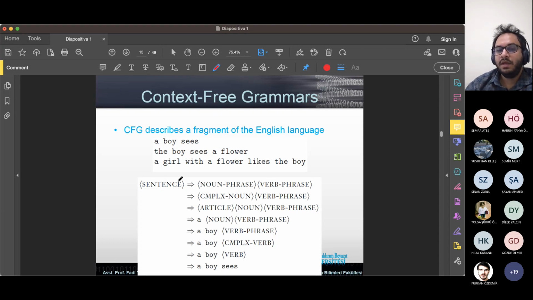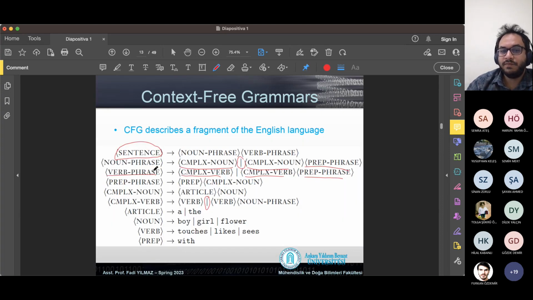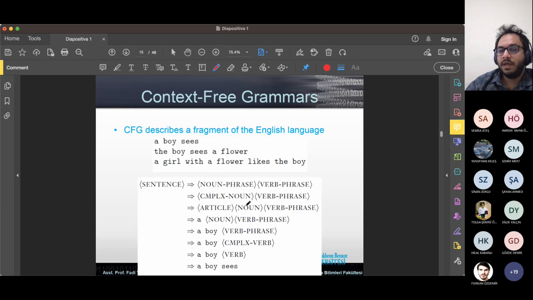For example, with the sentence, we follow noun phrase and verb phrase. With the noun phrase, we just follow the complex noun. With the complex noun, we just follow article and noun. These are our rules, right? For the noun phrase, we go to complex noun; we choose the first one. From the complex noun, we just have article and noun. And then the verb phrase: for a verb phrase, we just choose a complex verb. For the noun, we put a boy, and the verb is sees. The boy sees. This is the way of generating this sentence.